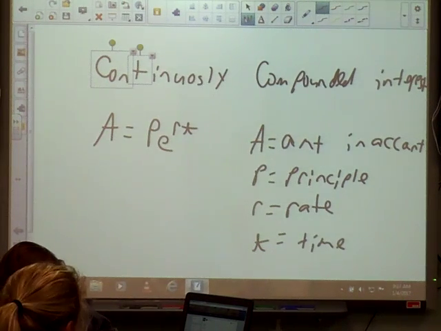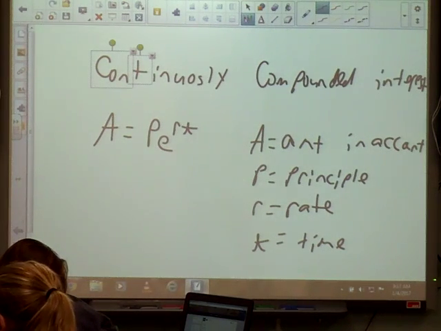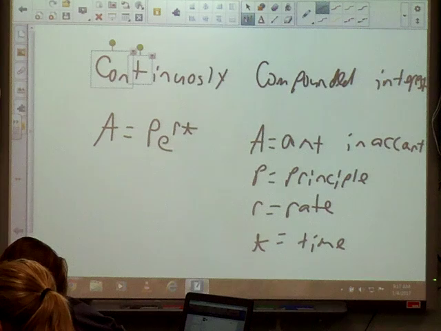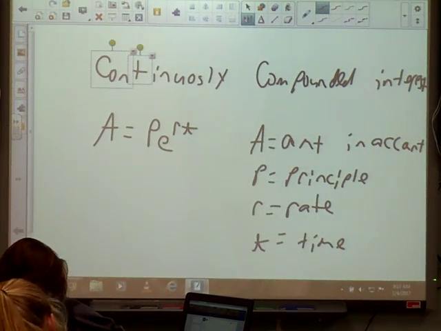Remember yesterday it had an n in there. So it told you it was compounded quarterly, and we used a 4 for the n. Remember that? This one means it's compounded continuously. So that's why the formula is a little bit different. They don't wait till 4 times a year to compute your interest. They're computing your interest all the time when you use this formula.